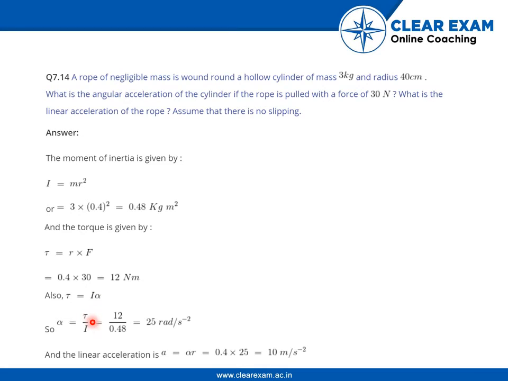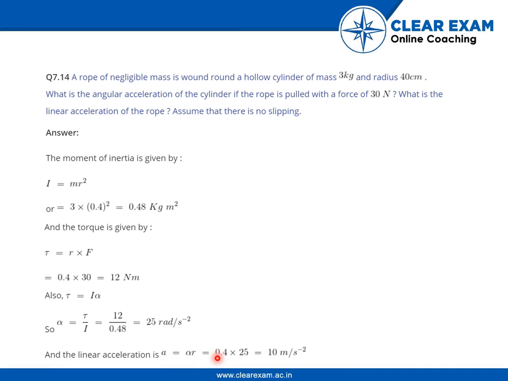tau by I. Now we know the value of tau that we already got, and it was 12 Newton meter, and the value of I we also have calculated. So the value of alpha is coming out to be 25 rad per second squared, and the linear acceleration is given by this formula. Acceleration equals alpha r.